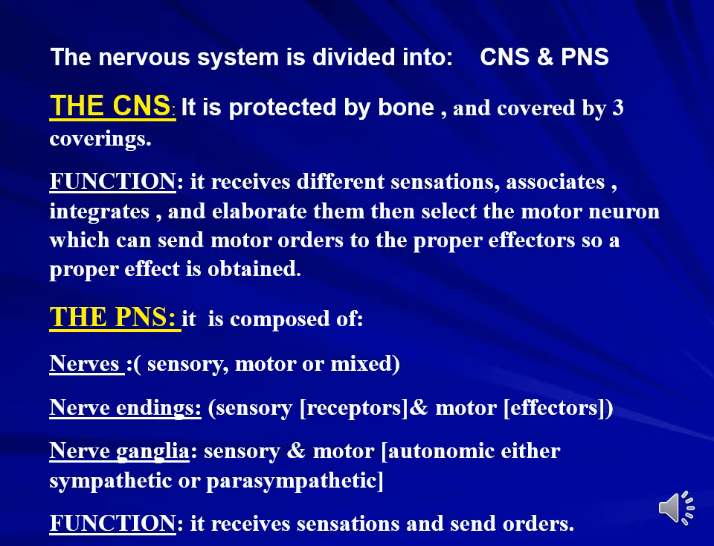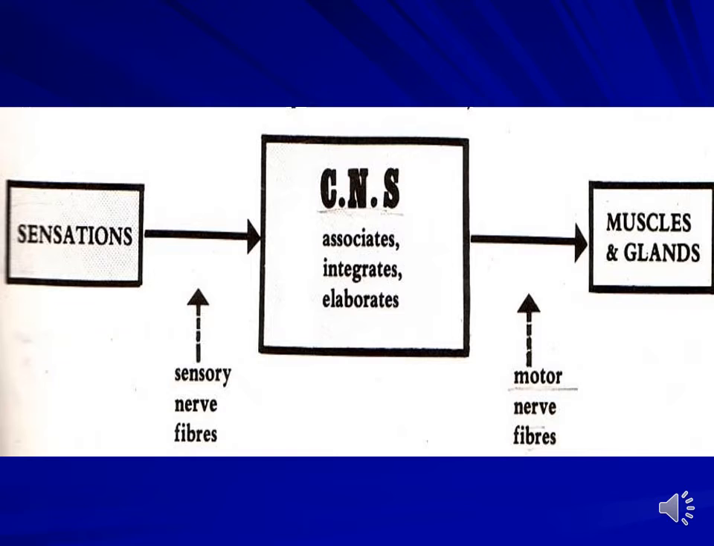On the other hand, we can say nucleus. A nucleus is a collection of nerve cells inside the central nervous system. The nerve ganglia are part of the peripheral nervous system. They are either sensory or motor, and the motor ganglia are autonomic, either sympathetic or parasympathetic. And the main function is that it receives sensation and sends orders.